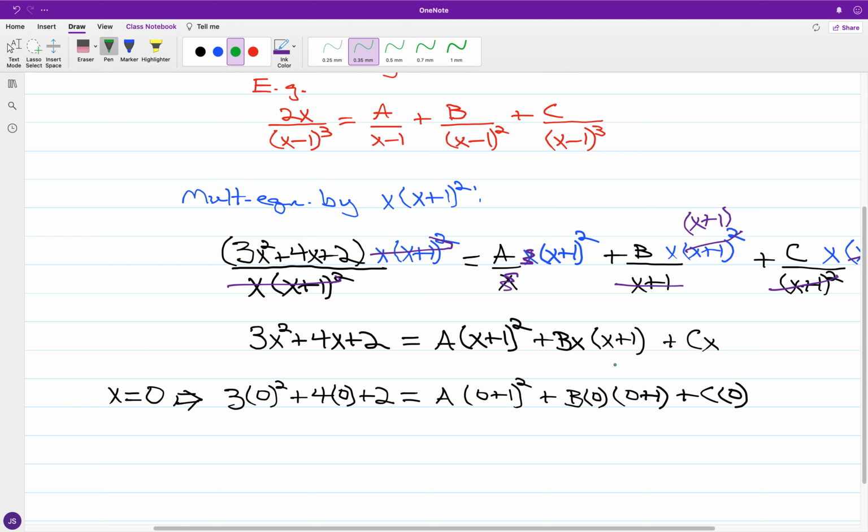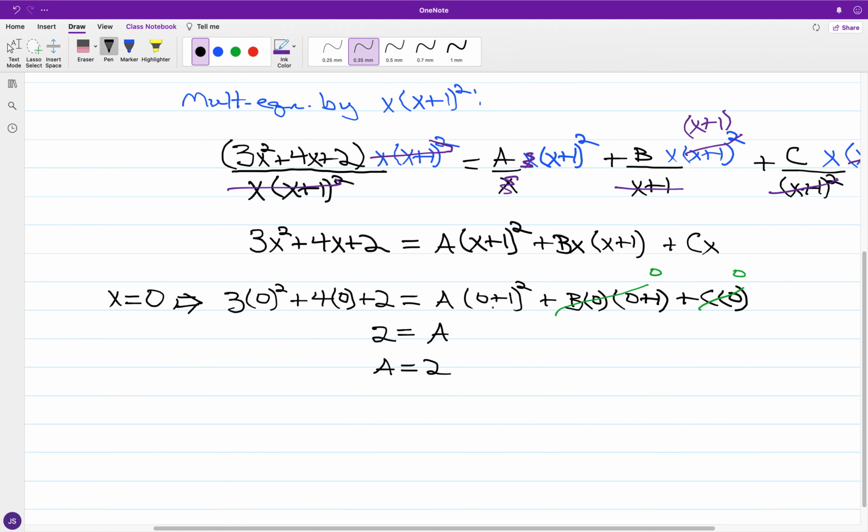For what I'm going to have here, b times 0 will go out, and c times 0 will also go out. For what we have left over, the left-hand side becomes 2, and we got a times the square of 1. So we have that 2 is equal to a, so a is equal to 2. We have the value of a at 2.